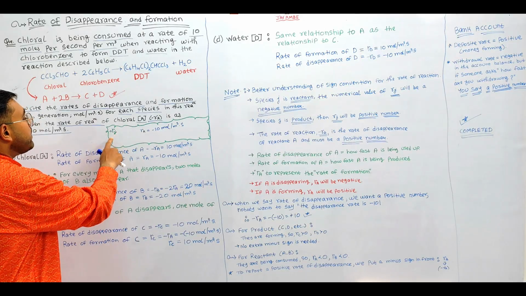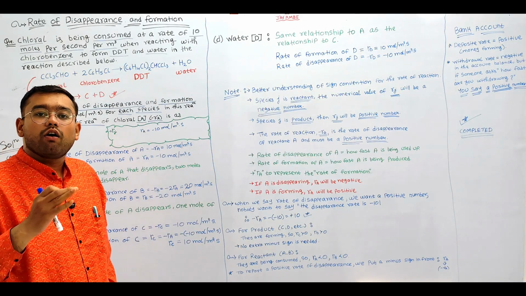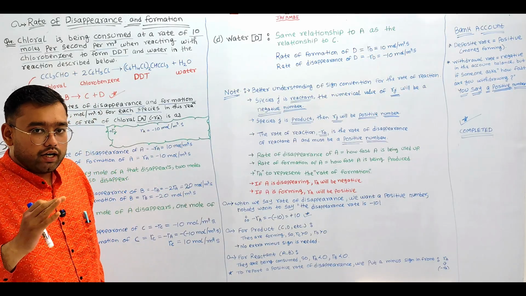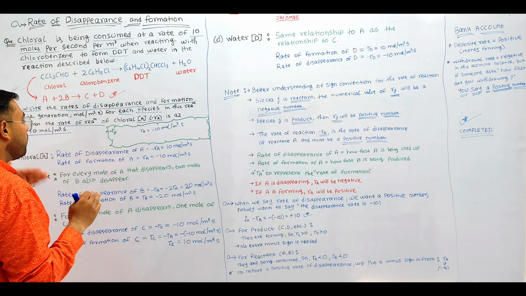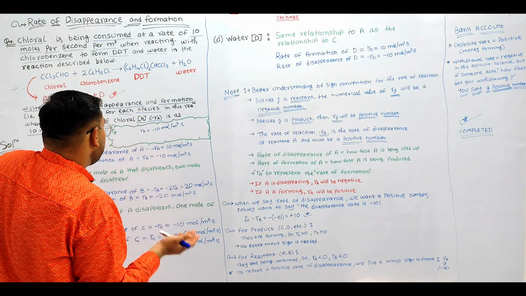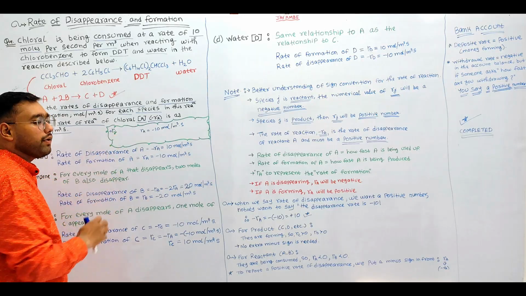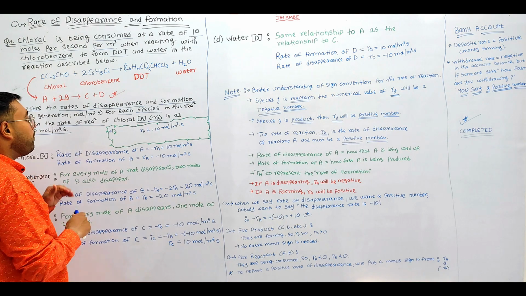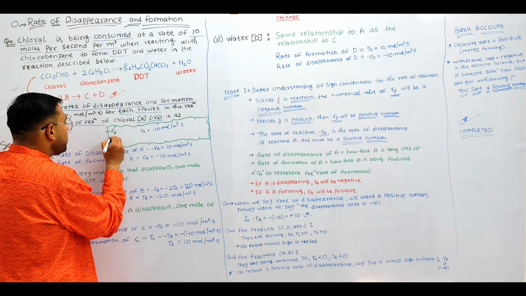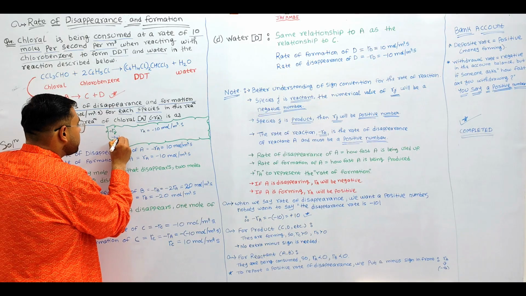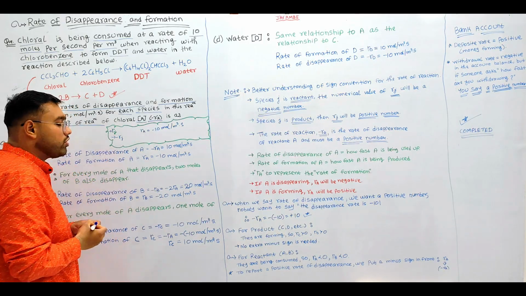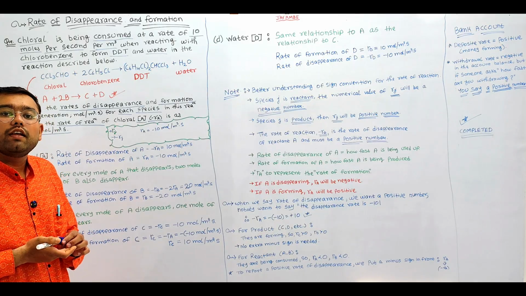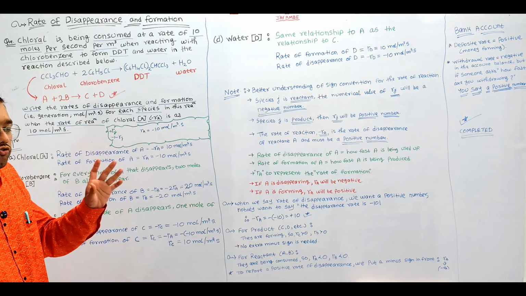So here Rj will represent the rate of any species J. If we are writing the rate in terms of formation and the rate in terms of disappearance, Rj will represent the rate of formation of any species J. And if we apply the negative sign in front of Rj, so we have minus Rj, which means minus Rj will represent the rate of disappearance of any species J.